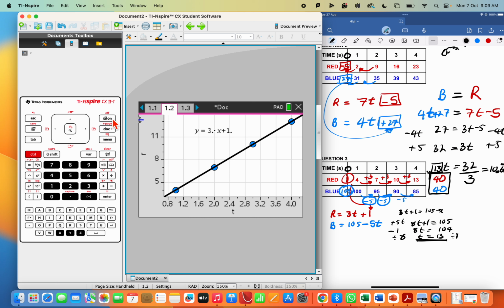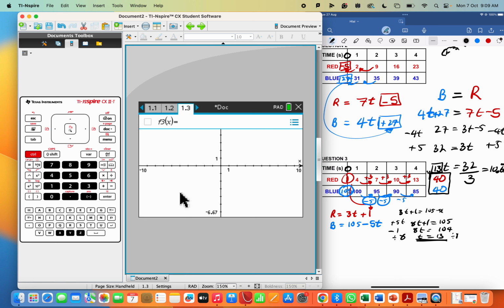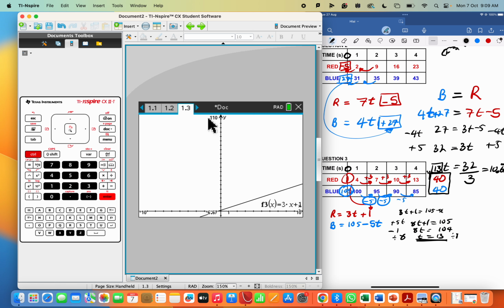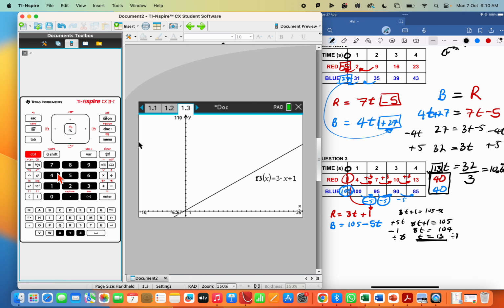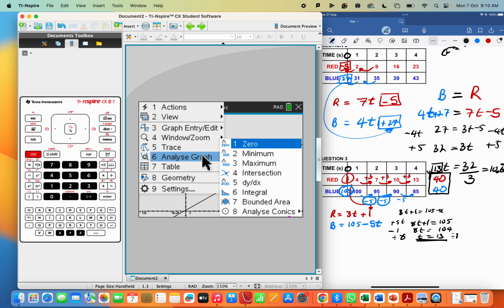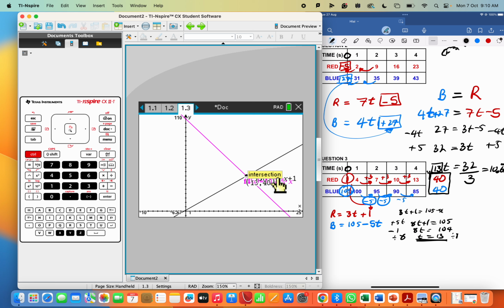And don't forget, we can go back to the home, we can put in a graph here, and automatically we can just go ahead and transfer 3x plus 1 into here, and it'll draw a nice picture. Double click on the numbers here, and we can type in manually, rescaling, right? And that's pretty useful. And then Control G, we can get another one in here, and then that's 105 minus 5x. And finally, Menu, Analyze Graph, Intersection, click, click, boom.